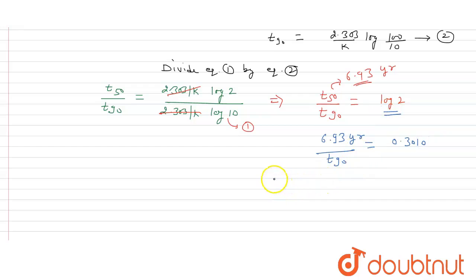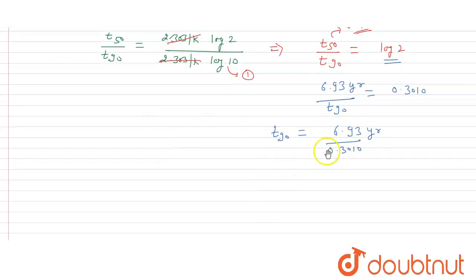Now you can calculate it. T90 would be equal to 6.93 years divided by 0.3010. The value of this calculation is T90 equals 23.03 years. So this is the time required for 90% of the reaction.